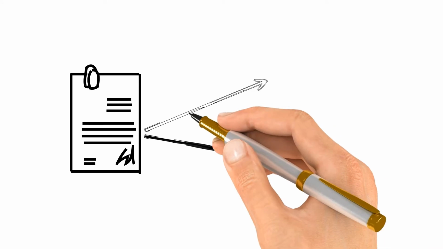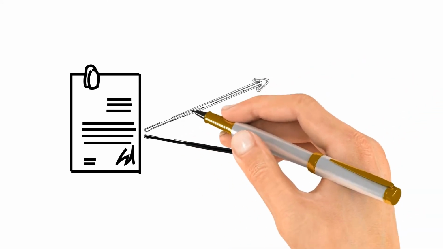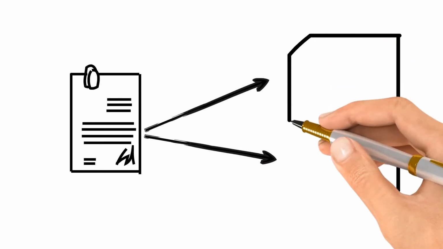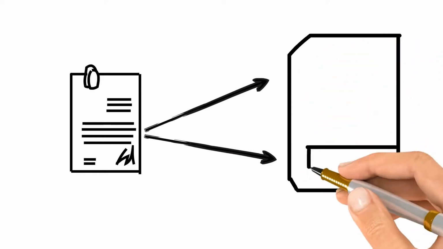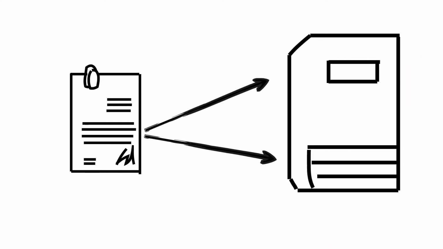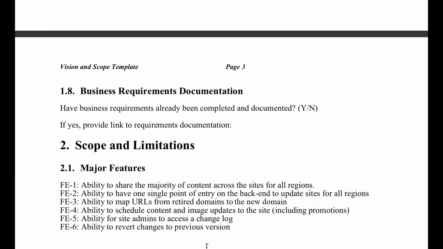So the feature section is probably the one that as a BA you're going to pay the most attention to, and it's also the section that will be the most painful for you if it is not filled out correctly, meaning if the features are not well defined. So let's go ahead and take a look at some example features related to our example project that we've been using in this vision and scope document.